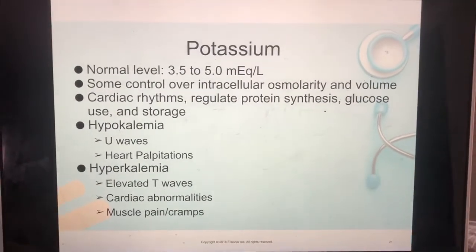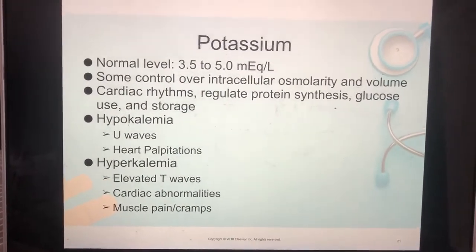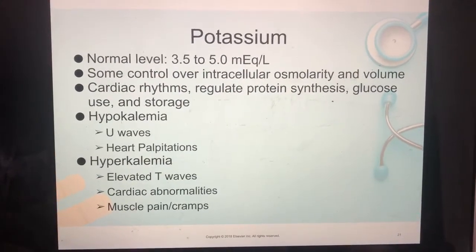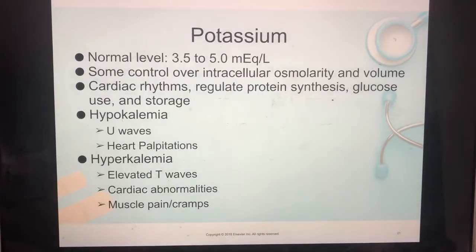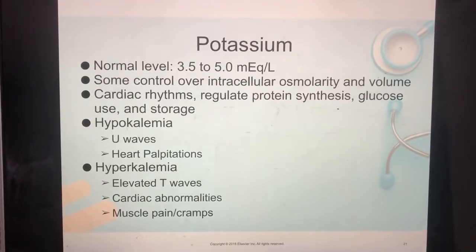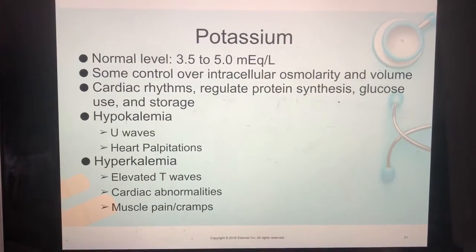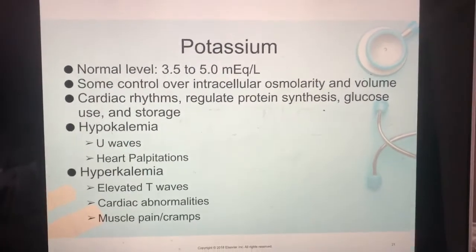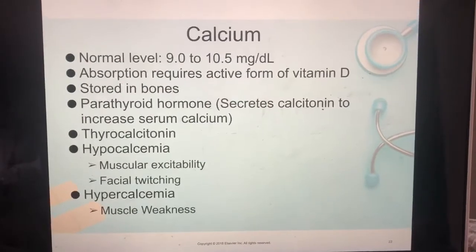Big one with this is muscle pain and cramps. And with hypokalemia, also muscle weakness. I actually just had a patient whose potassium was super, super low, and it got to the point where she was so weak she couldn't even walk. They did all this testing, MRI, CTs, everything was normal, and just chalked it up to low potassium levels. So it's super important to maintain those potassium levels.